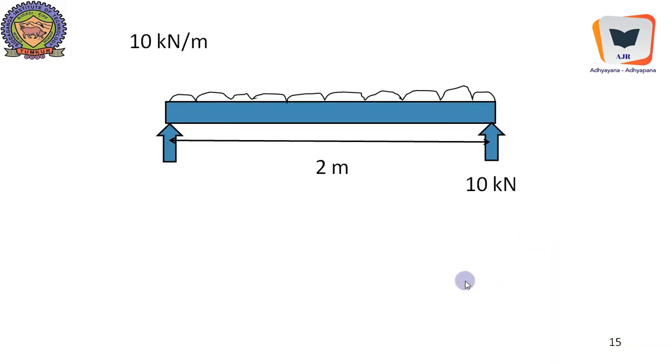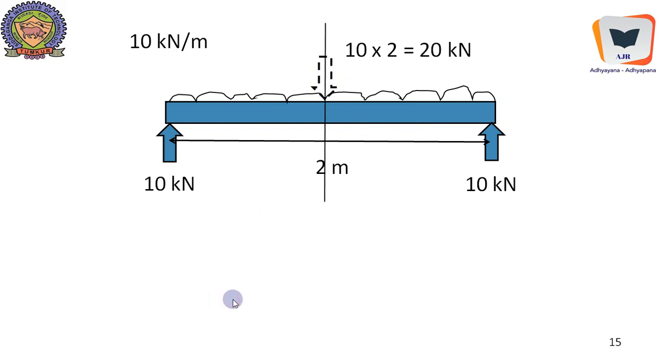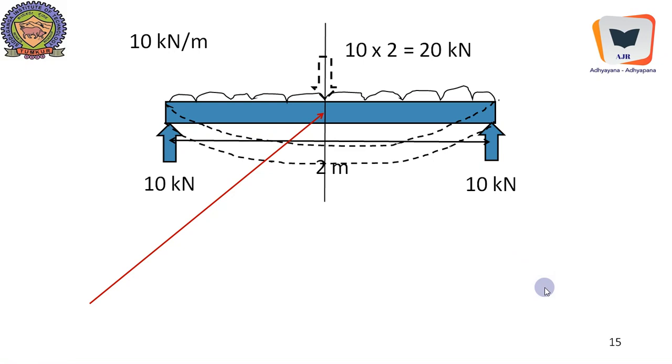And in the same token, if we consider the simply supported beam with UDL, we will translate this UDL into a concentrated load, 10 into 2, the intensity into span, 20 kilonewton, and we will find the reactions. Since the loading is symmetrical, acting exactly at the center, it will give 10 kilonewton here and 10 kilonewton over here, and we will find the bending moment exactly at the center, because the center is the crucial section.